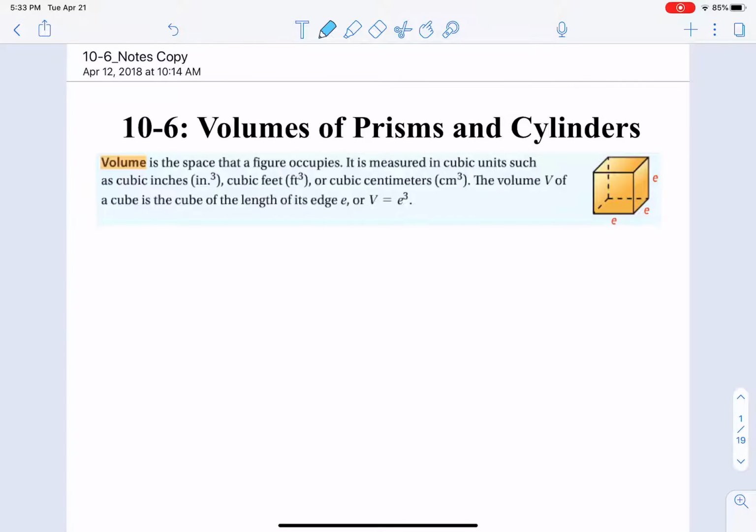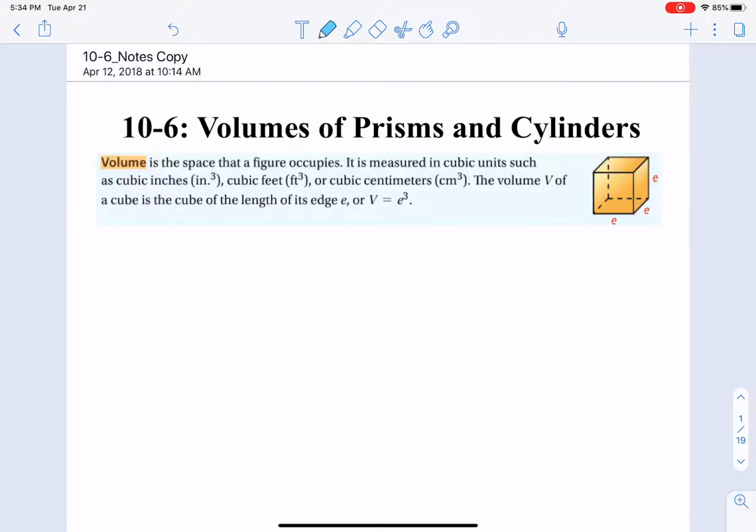Welcome back, guys. Today we're going to start looking at volume. So in 10.4 we looked at the surface area and lateral area of prisms and cylinders, and then in 10.5 we looked at the surface area and lateral area of cones and pyramids, and so we're going to jump over to volume now. So we're going to start with prisms and cylinders.